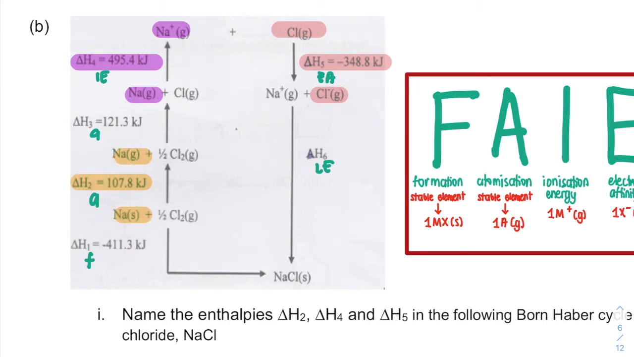Okay, so next, from this one to this one, what is actually the difference? This time the difference is not our sodium. The difference is half Cl2 to Cl. So this is also 1 mole of atom, so this is atomization but for chlorine. Next, H3 is the atomization of chlorine. This one is from sodium gas to sodium plus gas.